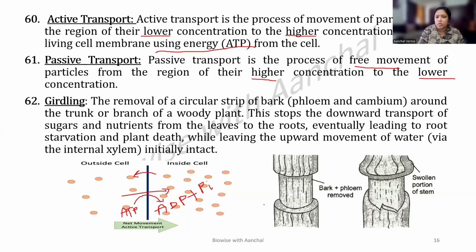Next one is girdling. Girdling is cutting out the outer surface of a tree or a plant, that is, removal of a circular strip of bark, phloem and cambium around the trunk of a branch or woody plant. This stops the downward transport of food, so accumulation of food happens here. You can see here, accumulation of food takes place. Eventually, the root will not get enough food and the plant will die. So this is actually a method in which, instead of cutting the plants, they kill the trees like this.